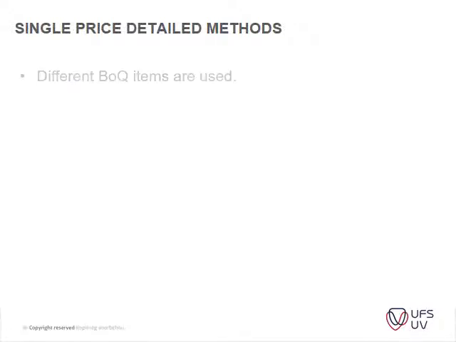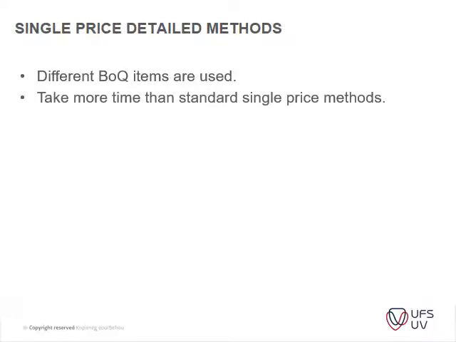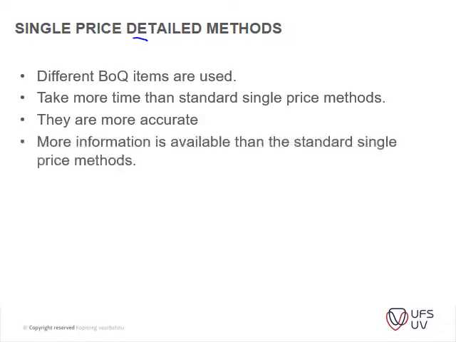Single price detailed methods, different BOQ items is used. So you usually use your BOQ from a previous project to get certain rates for your new project. It takes more time than standard single price methods. Okay, and this is just basically the difference between your single price methods and your single price detailed method. More information is available.